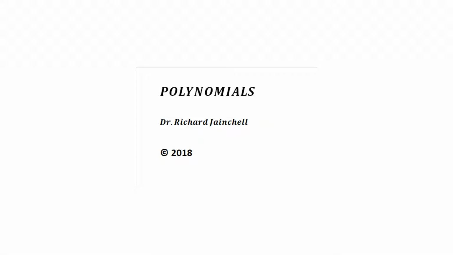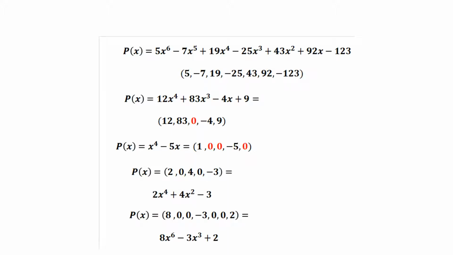Polynomials. And we'll do much of it using tuples to make it so simple. Here we have a polynomial in x. So p of x is equal to 5 times x to the 6 minus 7 times x to the 5th, and so forth. We'll write the polynomial as a tuple.